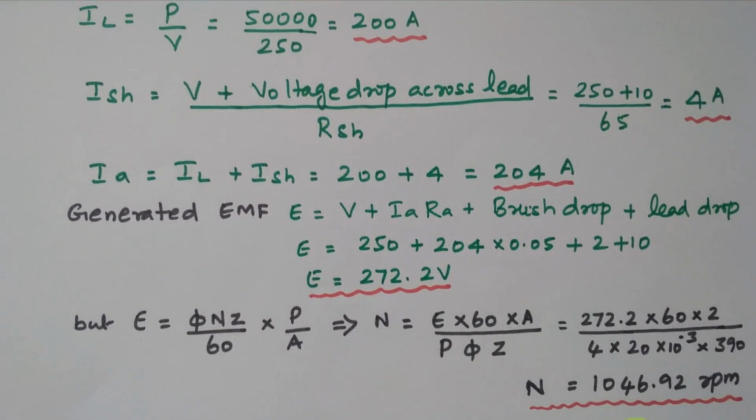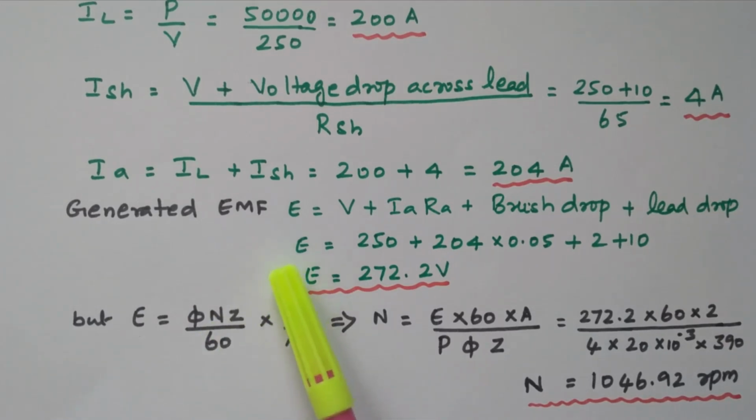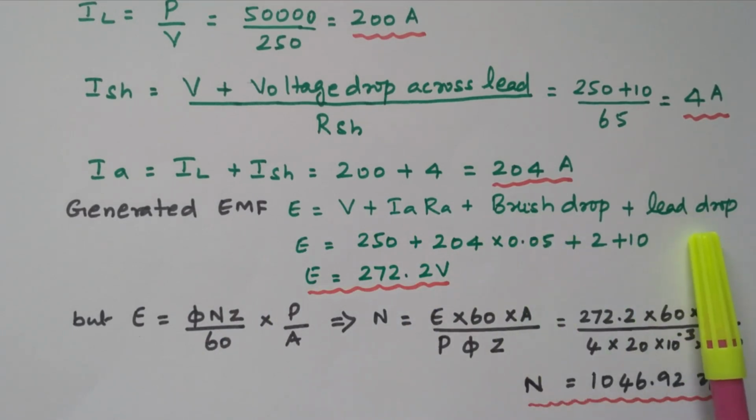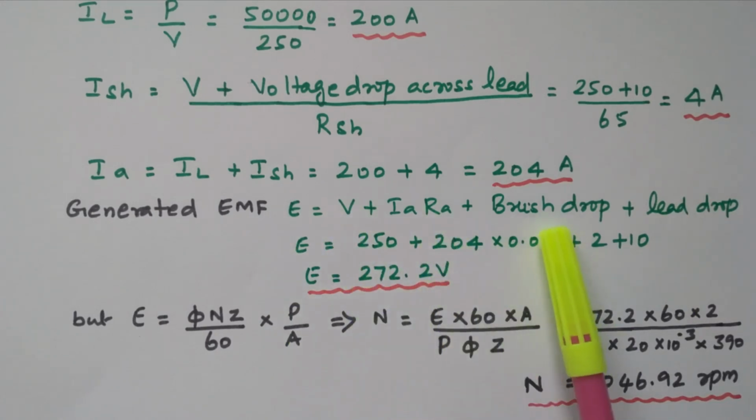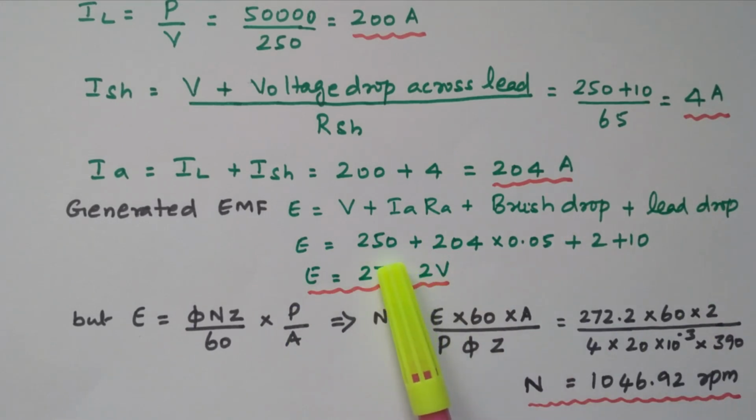Now from that we can find the generated EMF. Finally we need to find the speed of the generator. Generated EMF, E, equals V plus IaRa plus brush drop plus lead drop. Right? The generated voltage is converted into terminal voltage, armature resistance drop, brush drop and lead drop. So 250 plus the Ia we calculated, 204, into Ra which is 0.05, the brush drop is 2 volts, the lead drop is given as 10 volts. By adding this we got 272.2 volts. The generated EMF is 272.2 volts.